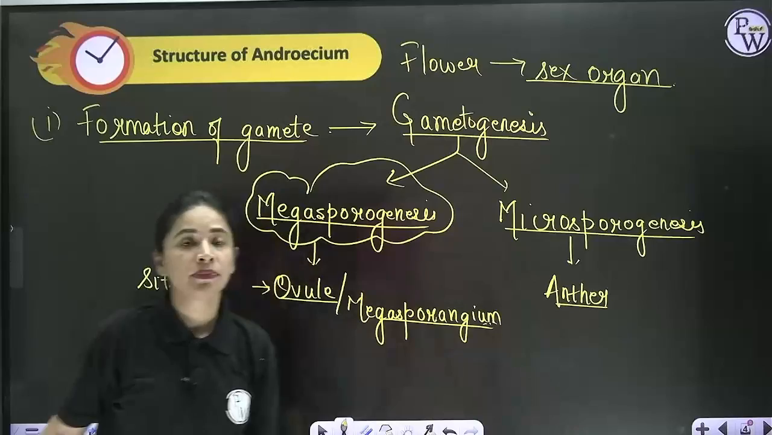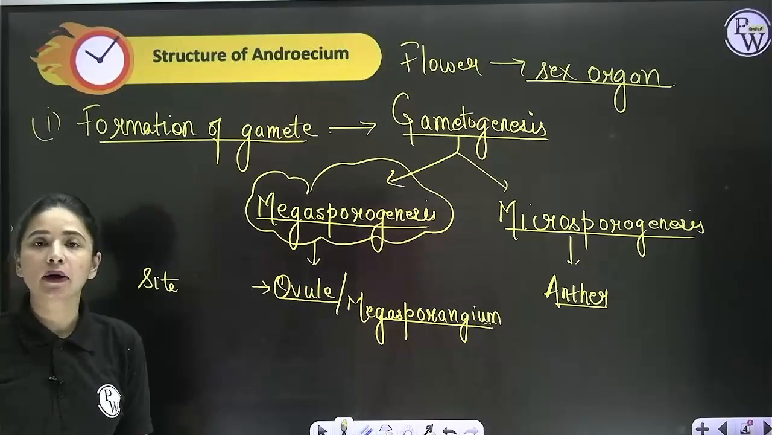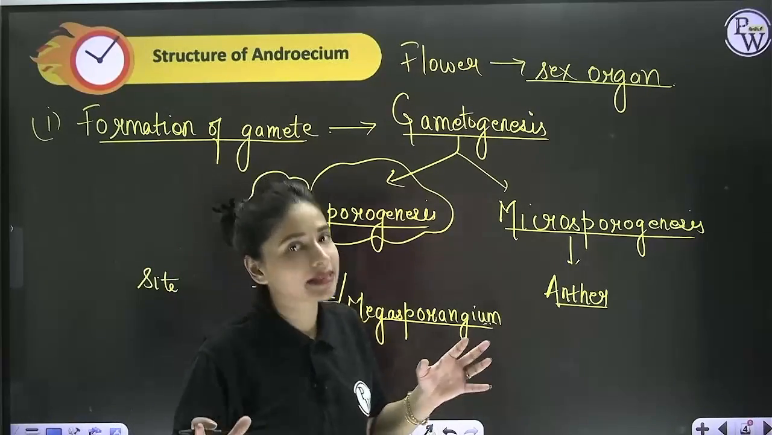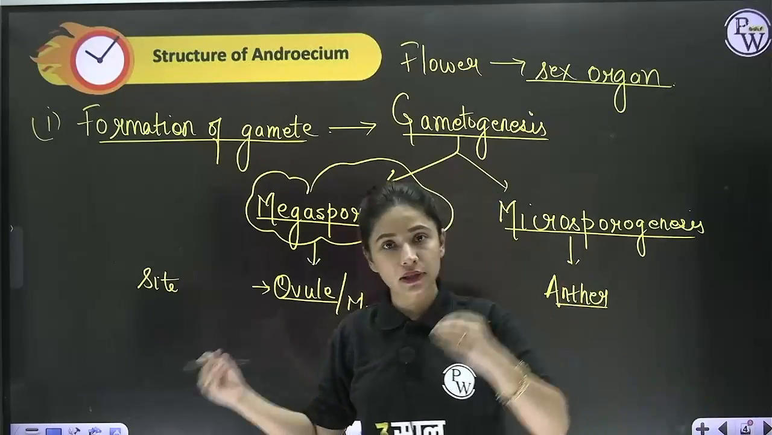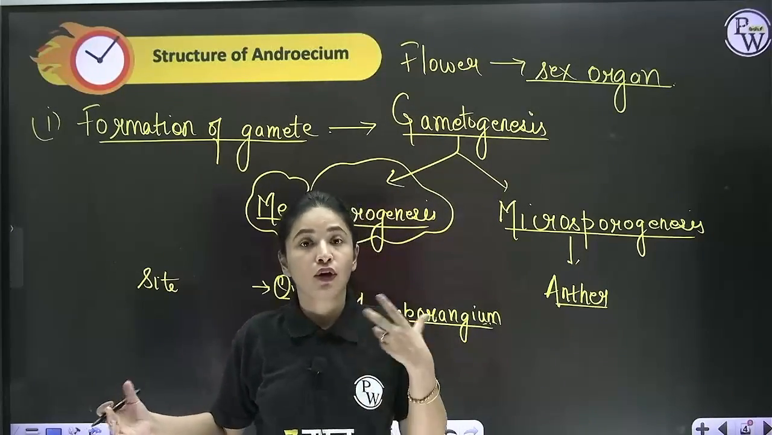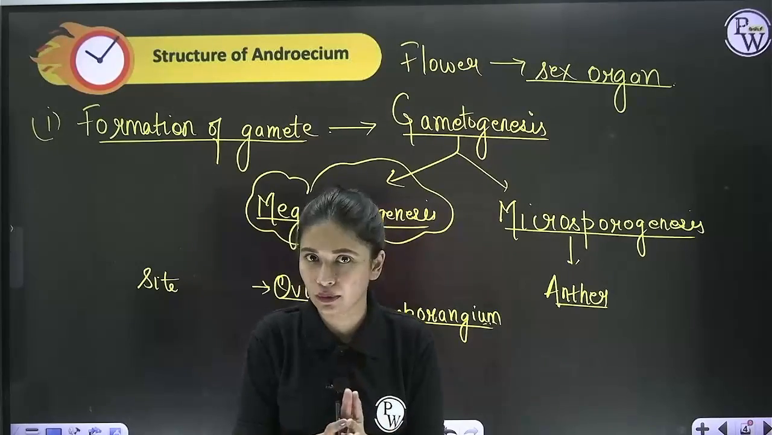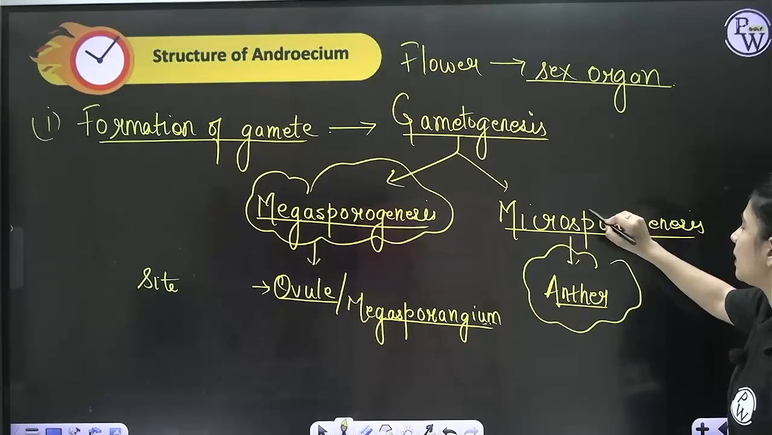Now I'm going to show you the structure of an anther, how male gametes are produced inside the anther, and then I'll show you the structure of the ovule, where you will learn how the female gamete is formed. So once the formation of gamete is done, then I'll tell you how the male gamete is transferred to the female gamete for fusion of gametes to form the zygote. Correct?